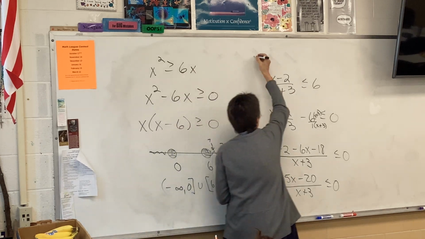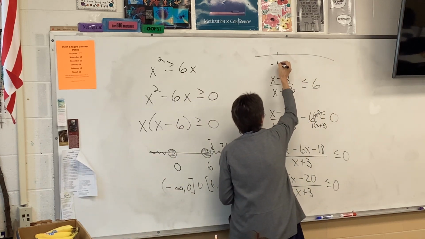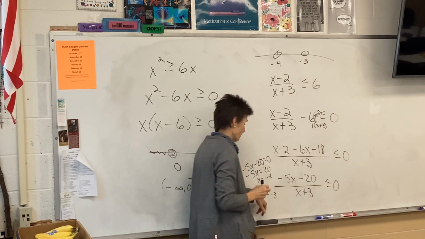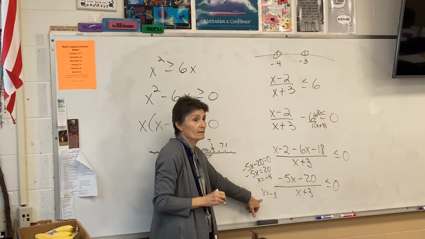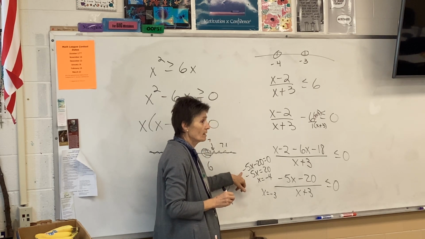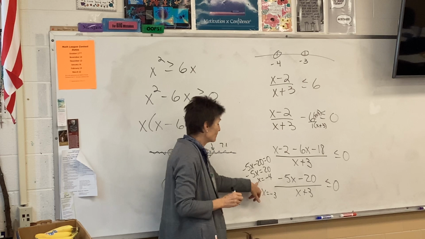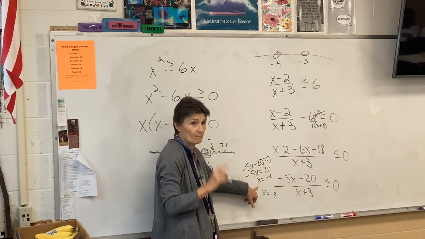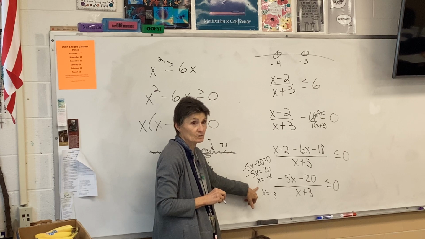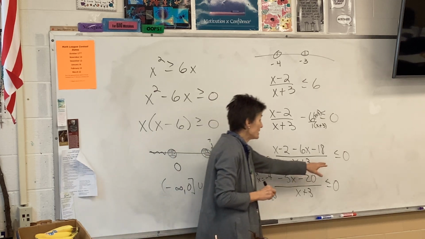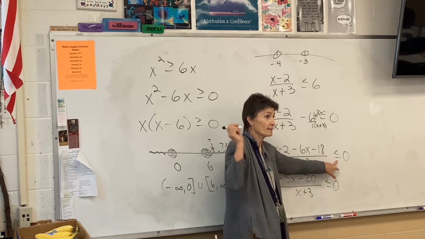So on my number line, I have a dot at negative 4 and a dot at negative 3. The denominator was at negative 3. We already figured that out. The numerator was a little more challenging, so I solved it and got negative 4. Every x gets a dot. So one from the top, one from the bottom. Now, these dots should be colored in, just like they were over here.